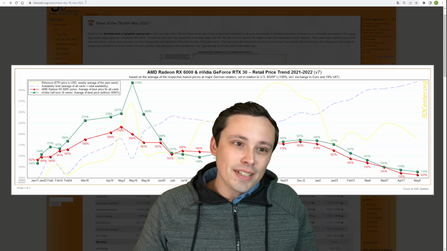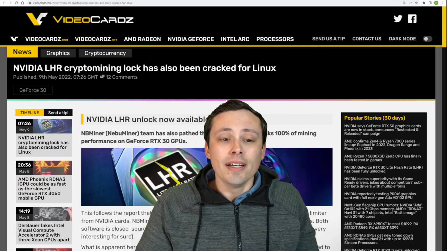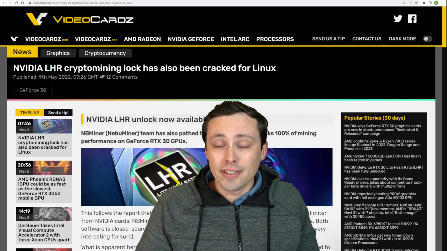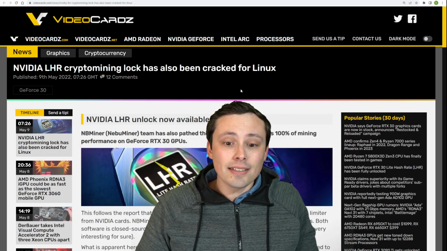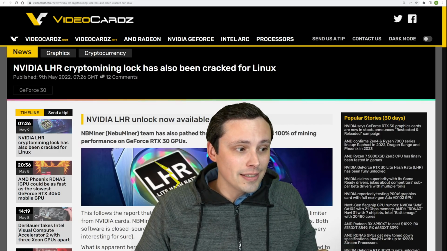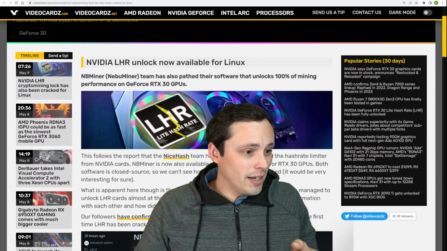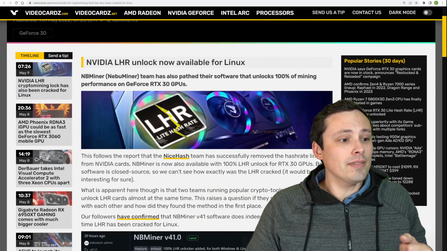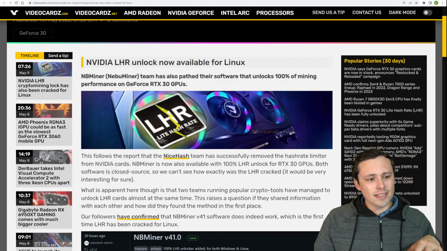Although, I did report that the light hash rate limiter on crypto mining on certain NVIDIA cards has been unlocked. And an update to that is that it's also unlocked for Linux now on NBMiner or Nebu miner, however you would pronounce that. So this is now unlocked on Linux.